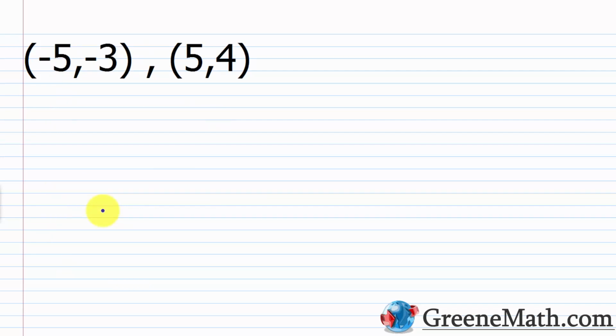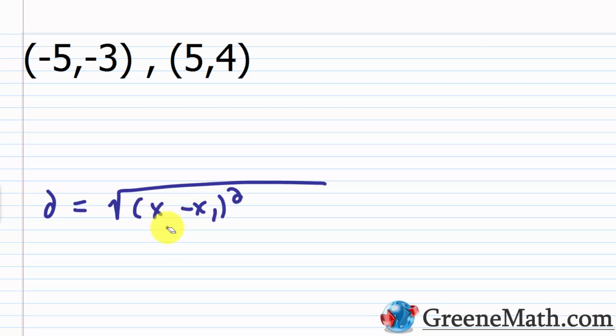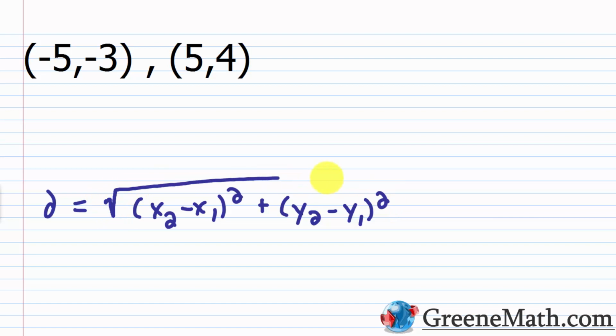All right, let's finish up the lesson and just look at one more. So we've got d, our distance between the 2 points, is equal to the square root of. Again, you've got your x sub 2 minus your x sub 1 squared, plus, you've got your y sub 2 minus your y sub 1 squared. Okay, so I'll label this as x sub 1, y sub 1. And this is x sub 2, y sub 2. And again, we're just going to plug in.